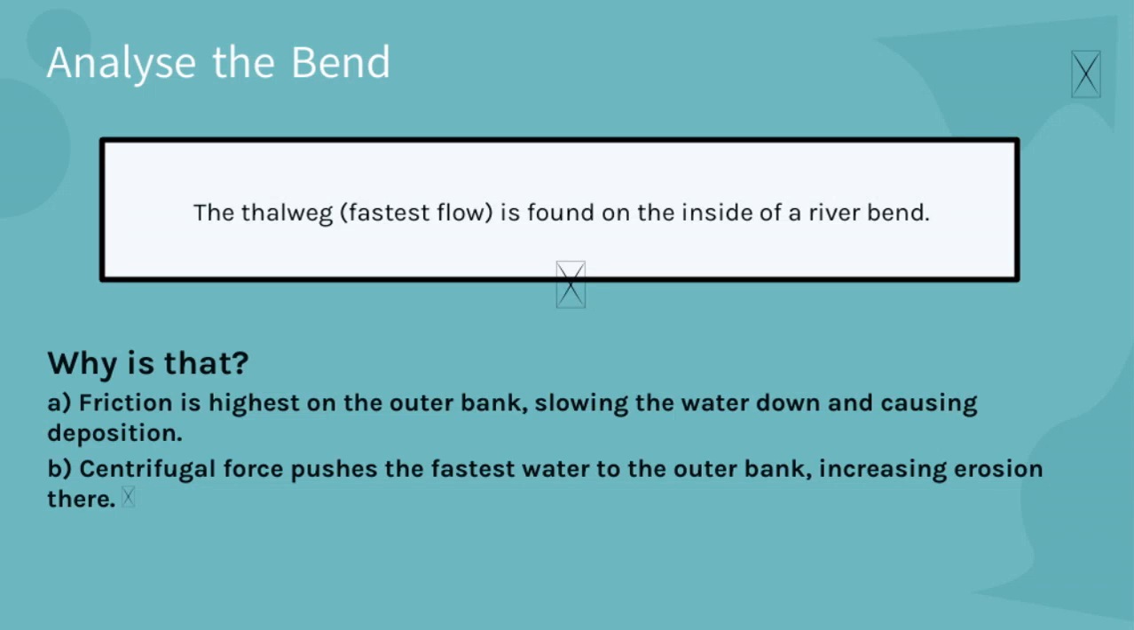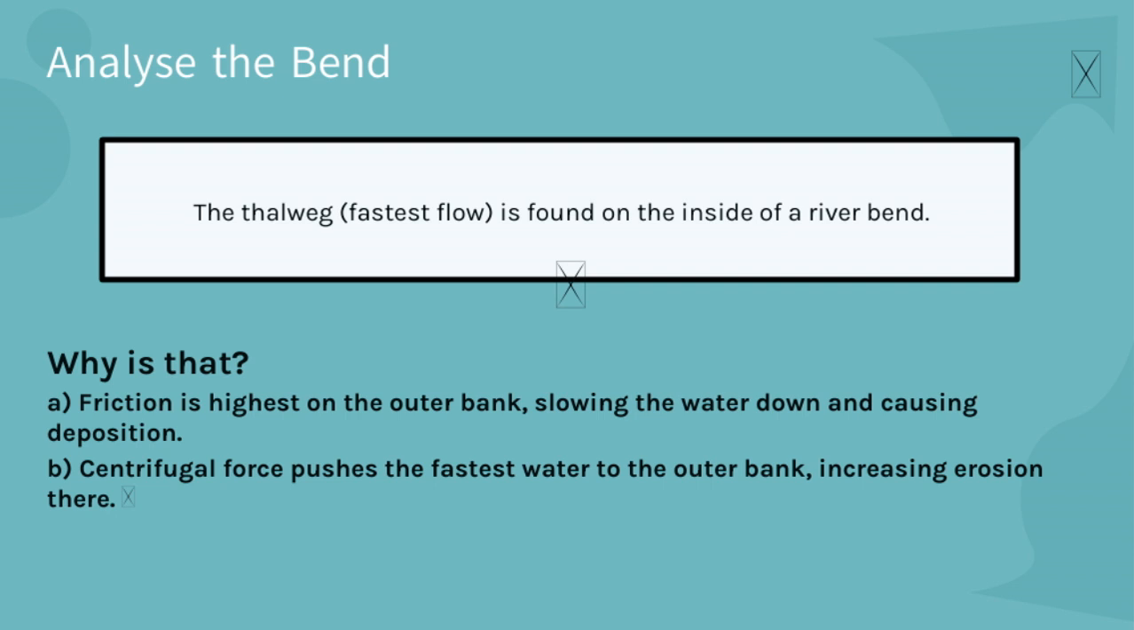Centrifugal force pushes the fastest water to the outer bank, increasing erosion there. This is why river cliffs form on the outside of bends. The other option is incorrect because it says friction is highest on the outer bank and causes deposition. In reality, the outer bend has faster, deeper water and more erosion.